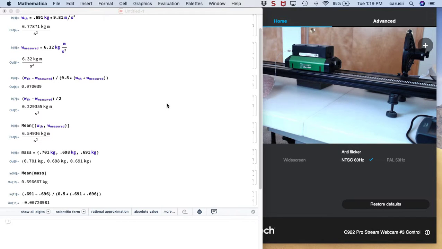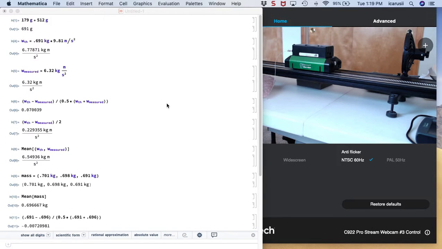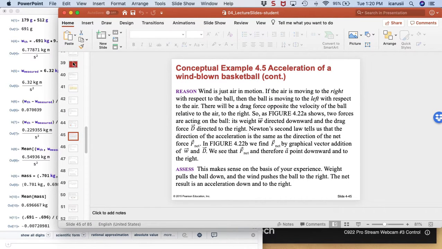Good afternoon. It is 1:19 p.m. on March 19th, 2019. This is a little discussion on Newton's second law. I'm going to bring up my PowerPoint slides so you can see what we're talking about.